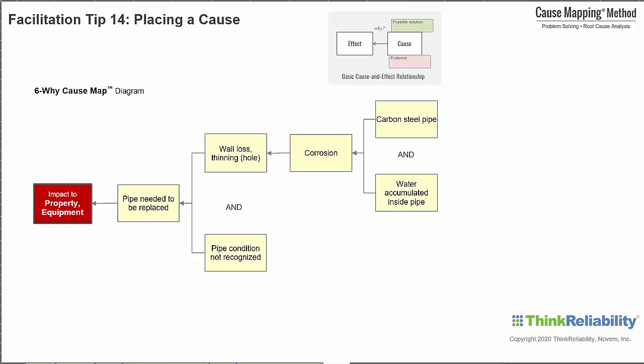So that's it for facilitation tip number 14. I hope these questions help you identify where a cause is located within your cause map diagrams.